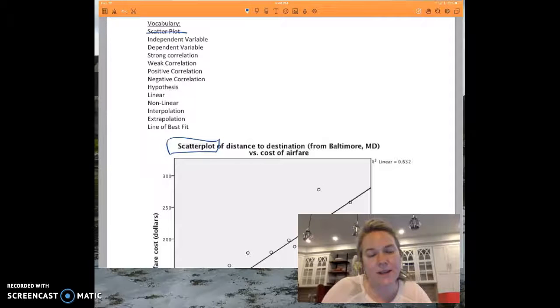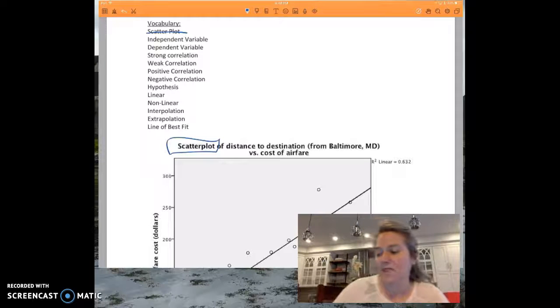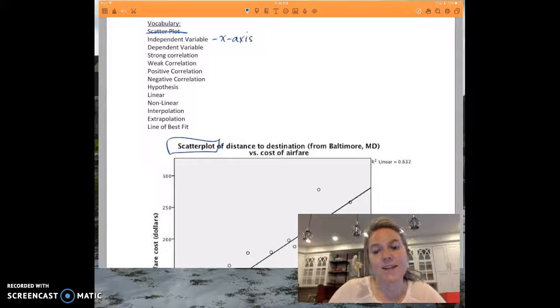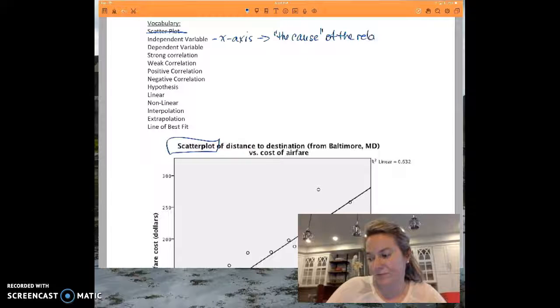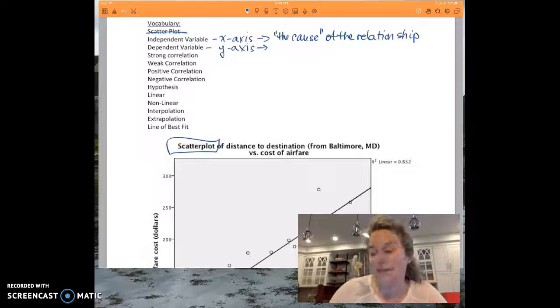So let's look at independent and dependent variable. The independent variable is always on the x-axis. And it's the one that we think is controlling the data. So we would say this is the cause of the relationship. The dependent variable is always on the y-axis, and this is the result of the relationship.